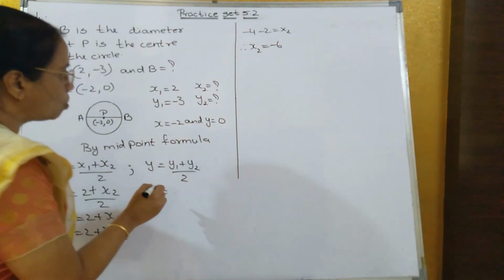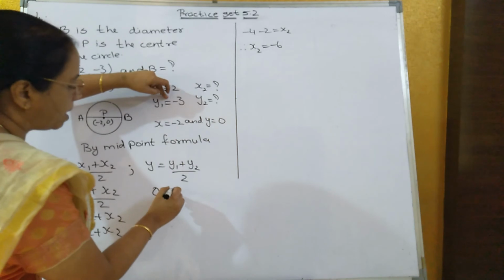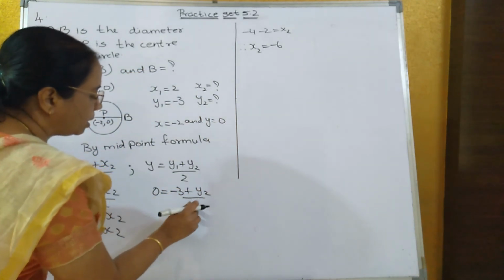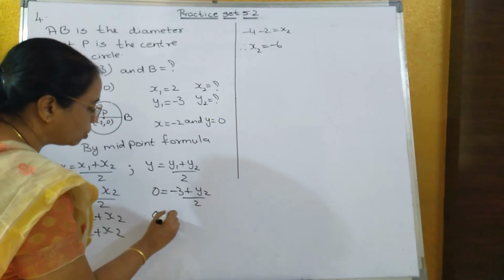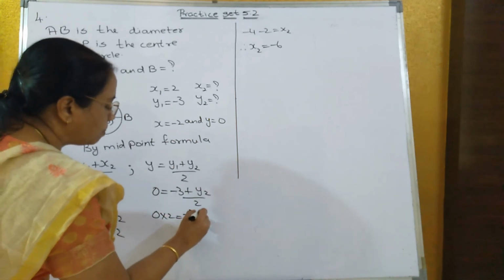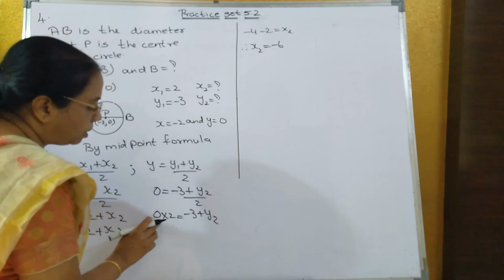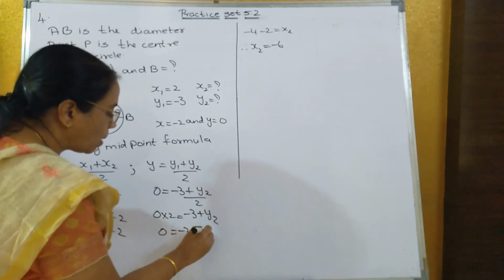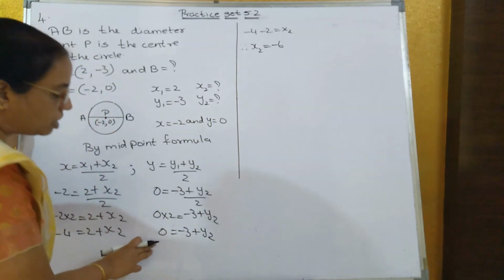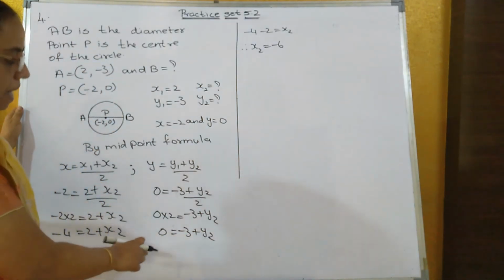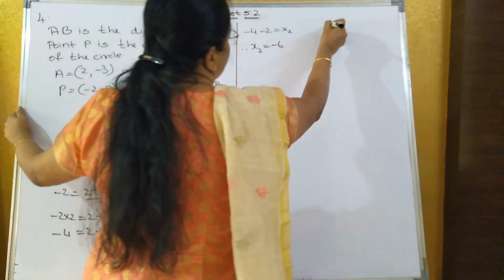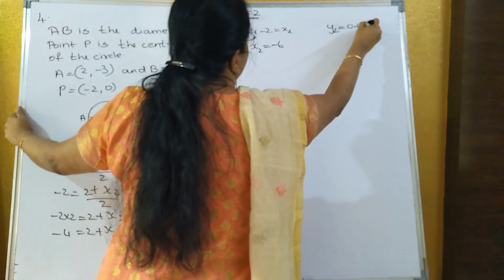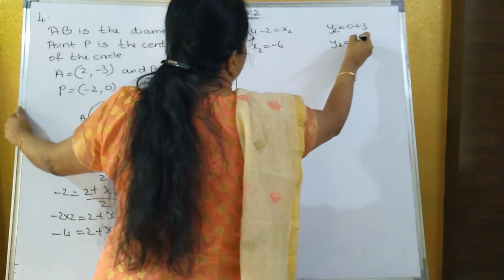0 is equal to (y1 plus y2) upon 2, where y1 is minus 3 and y2 we have to find out. Take this 2 on this side, you will get 0 into 2 is equal to minus 3 plus y2. Anything into 0 is 0. So 0 is equal to minus 3 plus y2. Now bring this minus 3 on this side, it will become plus 3. So y2 is equal to 0 plus 3, so y2 is equal to 3.